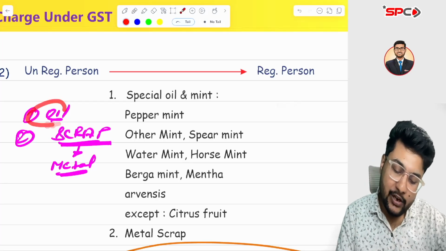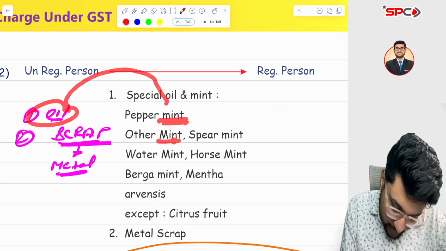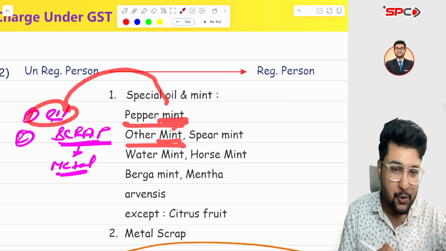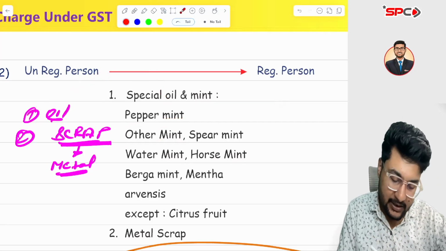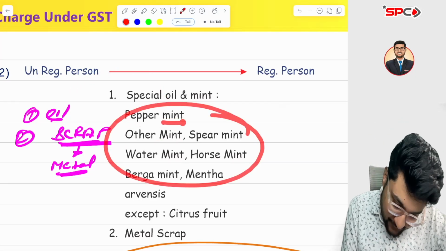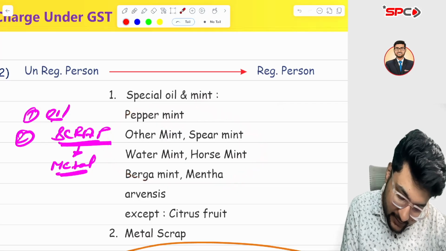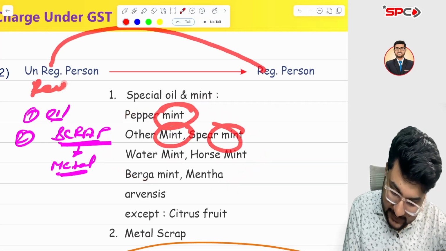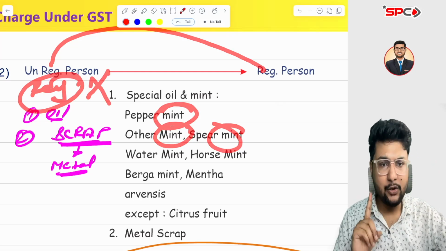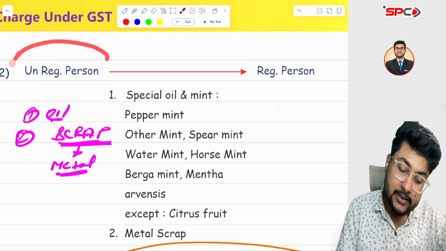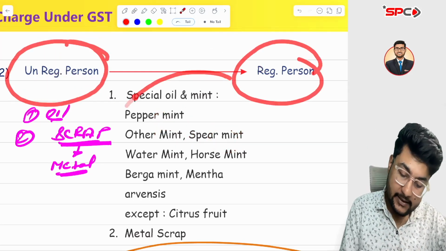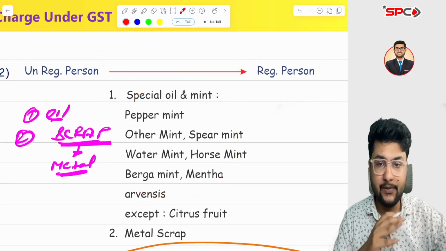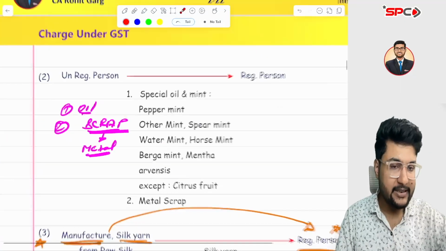What kind of oil? All kinds of mint oil, peppermint, other mint. You don't need to remember each and every name. If any word has mint in it, it means we are talking about that. If in this case it is a registered person, then RCM will not apply. I have already specified that only then will RCM apply. I hope it is clear.